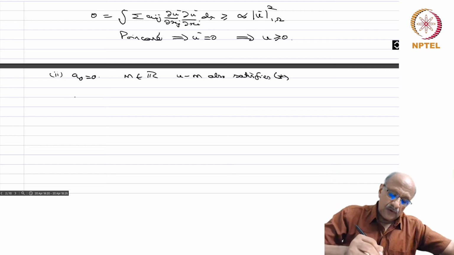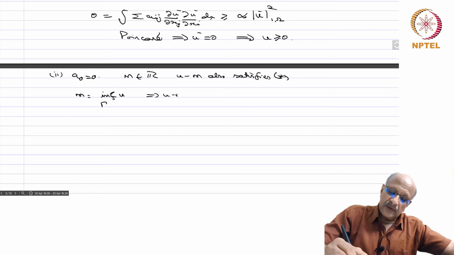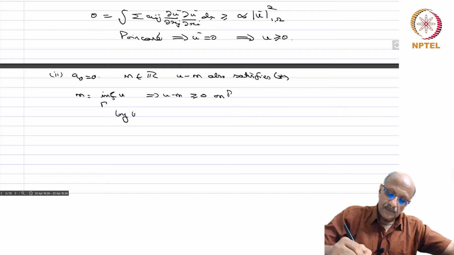Okay. So, now if you put m equals inf over gamma of u, this implies that u minus m is greater or equal to 0 on gamma, and by 1, u minus m is greater or equal to 0 in omega.